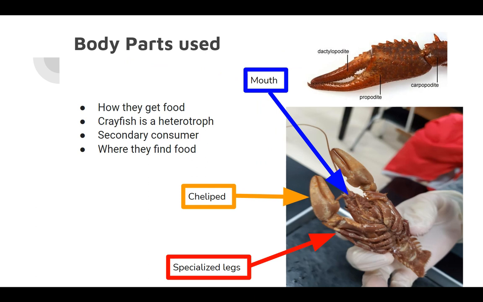All right, body parts used. Once they get the food, if it's something bigger, it is held and torn to pieces in large pincers called chelipeds and conveyed to the mouth by the smaller specialized legs near the head. They are a heterotroph, meaning it can't produce its own food. A secondary consumer, and they find their food in rivers and streams.